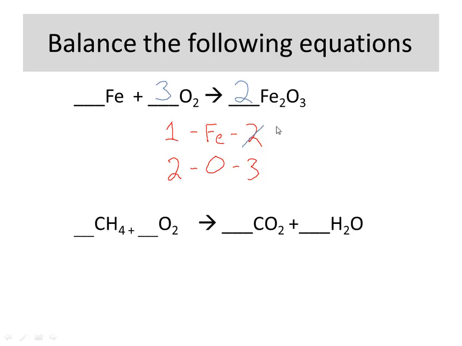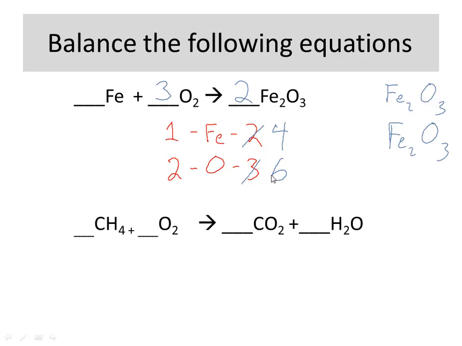If I have 2 groups of Fe2O3, in one group of Fe2O3, how many Fe's? 2. If I have 2 groups of Fe2O3, how many Fe's? 1, 2, 3, 4. Right? How many O's do I have total now? I have 3 here, 3 here. 2 times 3 is 6.